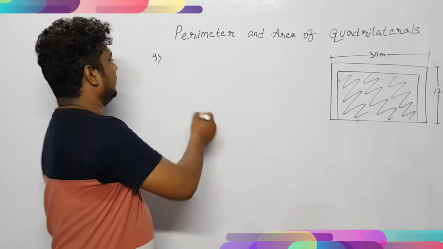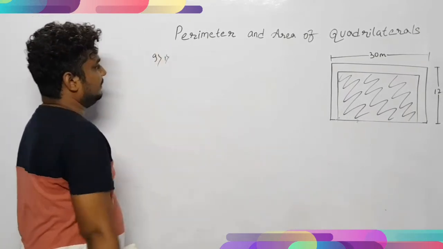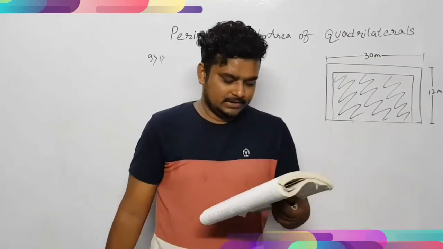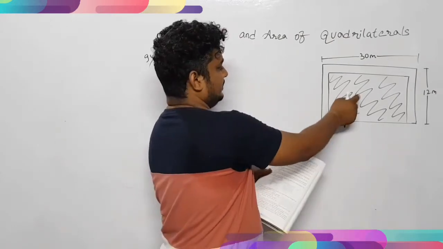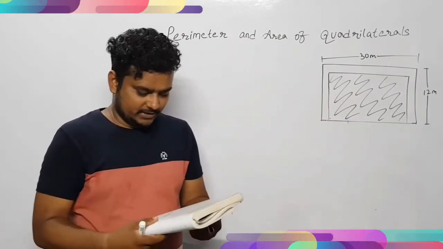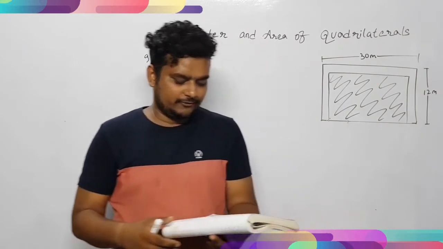Coming to the next question, question number 9. In question number 9, what is given is the shaded region, which we have drawn. The shaded region of the given diagram represents the lawn in the front of a house.